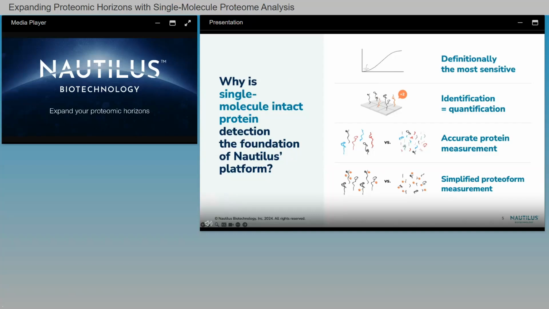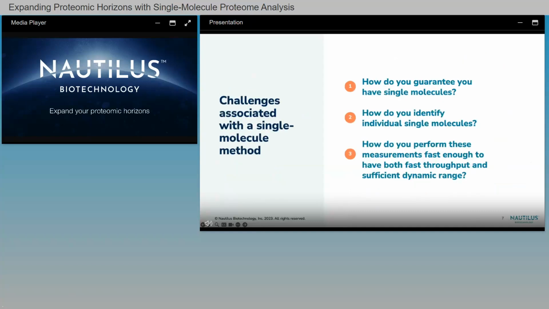In building such a platform, there are several specific challenges one has to overcome. The first is you have to guarantee that you're looking at single molecules. Second, one has to identify each of those molecules. And then third, one has to perform all of these measurements fast enough to have both incredibly high throughput and sufficient dynamic range. So we'll start by walking through how we've been addressing these challenges.